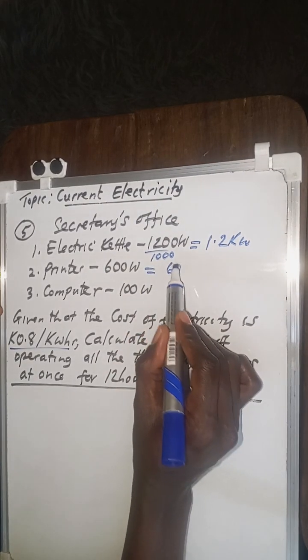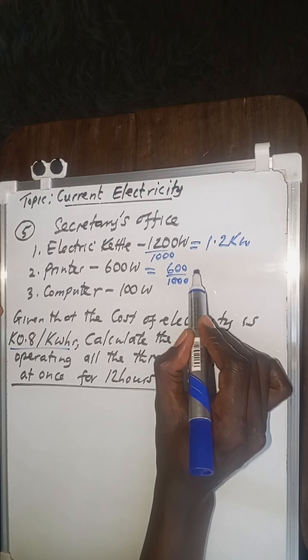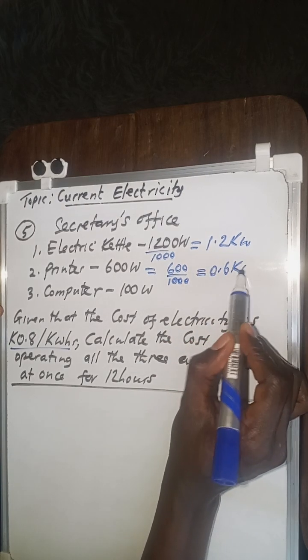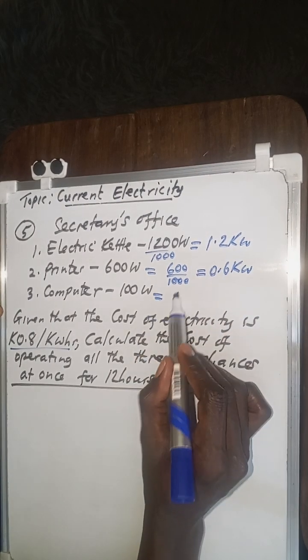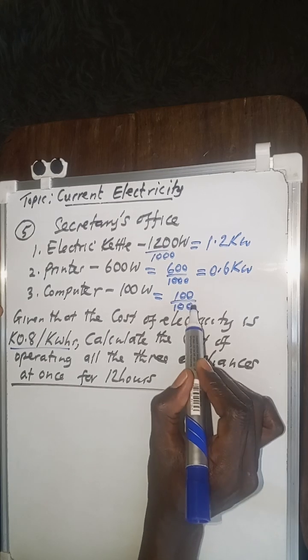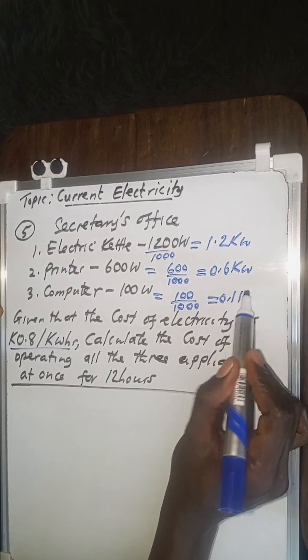Again, divide that 600 by 1000. That will give you a 0.6 kilowatt. And divide this 100 by 1000. Remember, we are converting. That will give you a 0.1 kilowatt.